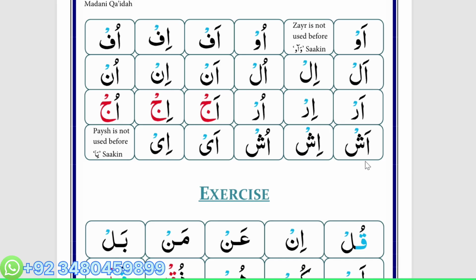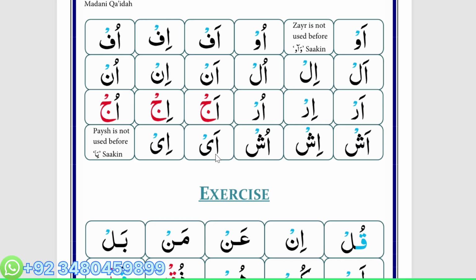In this way. Hamza Sheen zabar ash, Hamza Sheen zer ish, Hamza Sheen pesh ush: ash, ish, ush.